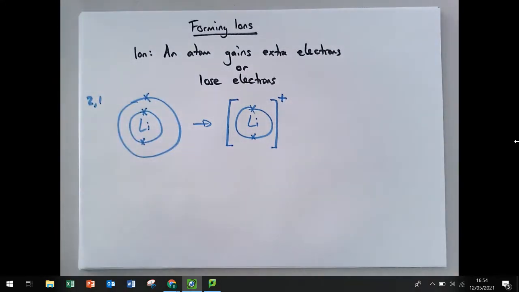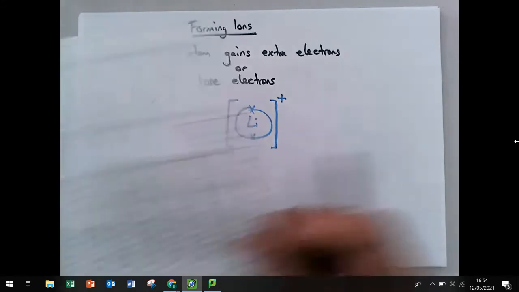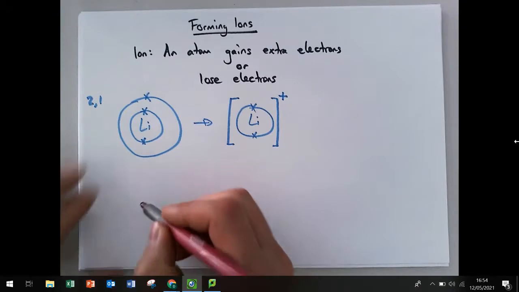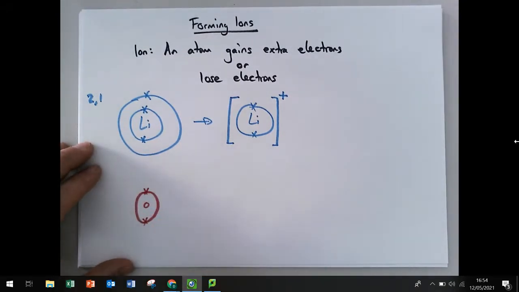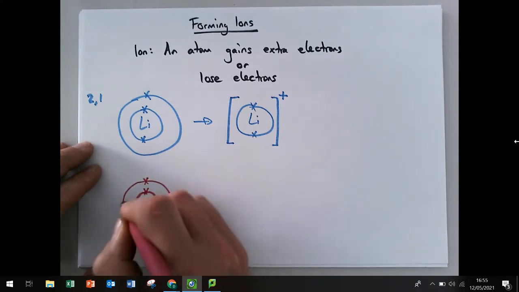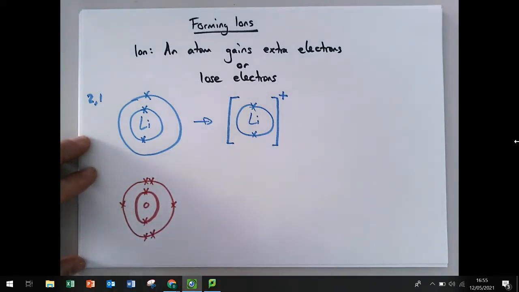Let's look at a different example. Let's look at oxygen. So oxygen, again, I'm going to look at my periodic table and I see that it has 8 electrons. So the first shell, I can do 2 electrons. The second shell is going to have 1, 2, 3, 4, 5, 6 electrons. If I wanted to, I could do the electron configuration, which is 2, 6.